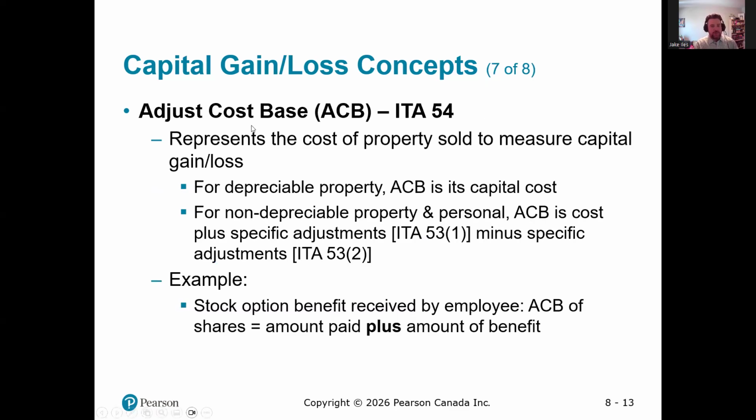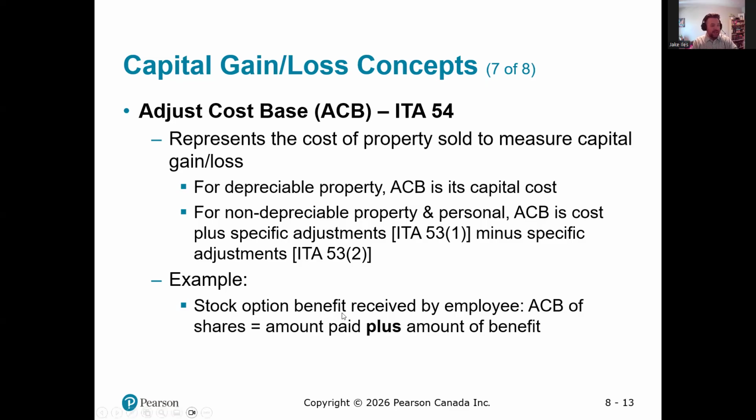The cost you pay for something is called the adjusted cost base, and it represents the cost of property sold. For depreciable property, the adjusted cost base is also its capital cost. For non-depreciable property and personal property, ACB is cost plus specific adjustments. We'll get into what those adjustments are. But generally, when we say ACB, that's its adjusted cost base. We're usually referring to just the cost value of an asset.